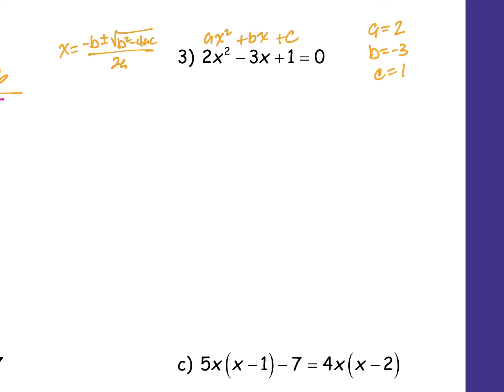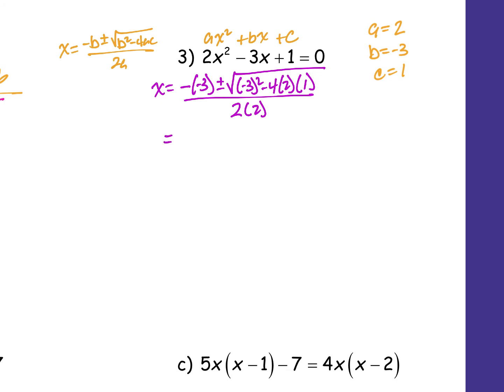So x is going to equal minus b, which is negative 3, plus or minus the square root of negative 3 squared minus 4 times a, which is 2, times c, which is 1, all over 2 times a, which is 2. Anybody have any questions on what I did? All I did is substitute 2, negative 3, and 1 in for a, b, and c. Now I'm going to use order of operations and simplify the whole thing.